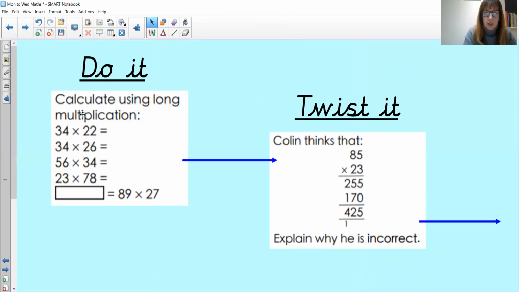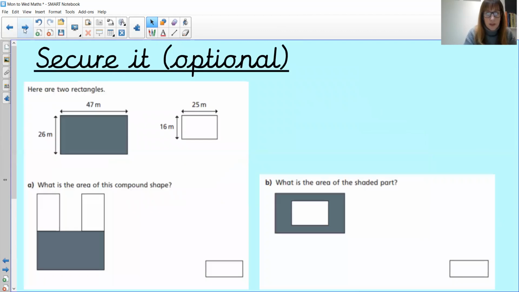So we've got some do it questions for you to have a go at first to test your fluency with that. Now we've got a twist it, so you have to look carefully and see where Colin's gone wrong. And then your secure it is optional, but you're doing so well with your maths. Your teachers, we can all see that you're doing really well at home. So I think it would be great if a few more of you could have a go at the secure it. I've got a bit of a word problem for you here today. So see how you get on with those, and I look forward to seeing your work.